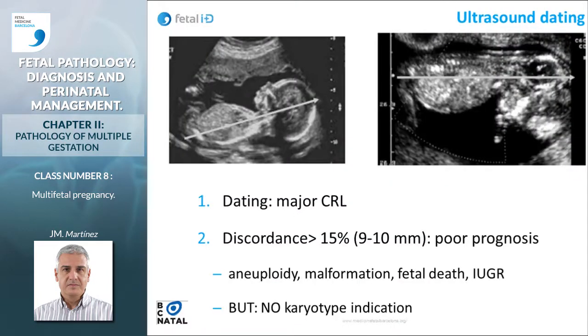Dating the gestation should be made with the Mayer CRL. This rule is independent of whether it is a monochorionic or bichorionic gestation. If the discordance is higher than 50% from 9 to 10 mm, there is a higher risk of adverse outcomes. There is a higher risk of aneuploidy, malformation, or even fetal death. But the most frequent complication will be the one in which one of the fetuses develops an EUGR. This in reality is not an indication of karyotype, although it implies a higher risk. It's not a sufficient risk to indicate an invasive procedure.